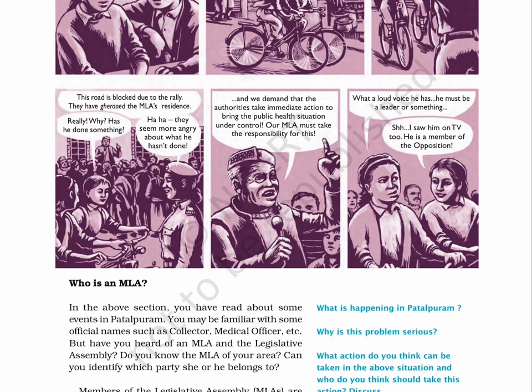In the next picture, we can see that one of the protesters is making a demand from the MLA. And we demand that the authorities take immediate action to bring the public health situation under control. Our MLA must take the responsibility for this. In the last part of the picture, both the friends are talking to one another. What a loud voice he has. He must be a leader or something. Shh, I saw him on TV too. He's a member of the opposition.